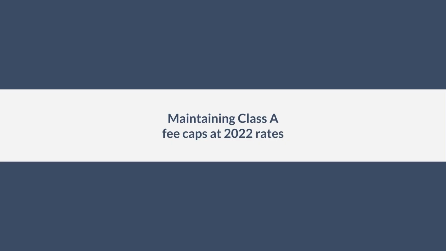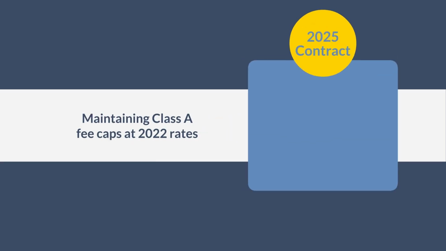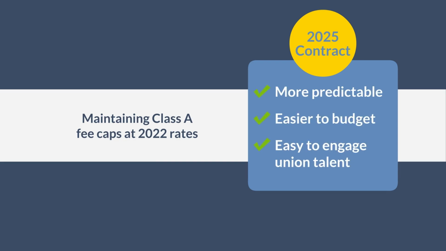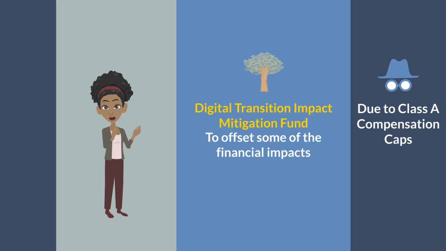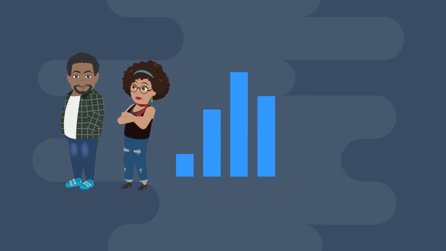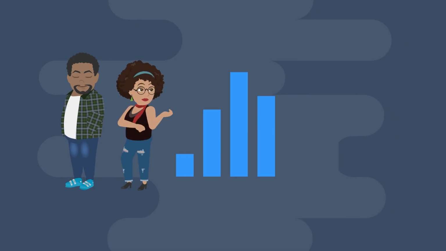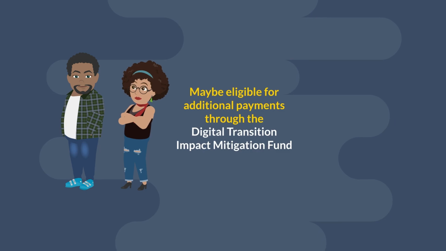By maintaining the Class A fee caps at the 2022 rates, the 2025 contract continues to make costs more predictable and easier to budget, while making it easier for advertisers and agencies to engage union talent for this type of work. As a reminder, SAG-AFTRA set up the Digital Transition Impact Mitigation Fund to offset some of the financial impacts due to the Class A compensation caps, which pertain to a small percentage of performers who earned significant wages from Class A previously. In rare cases where performers would have made more from Class A payments under legacy contracts, they may be eligible for additional payments through the mitigation fund.